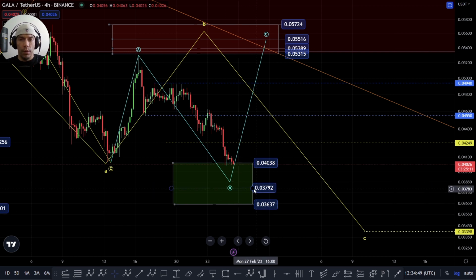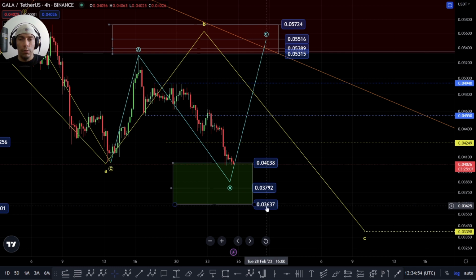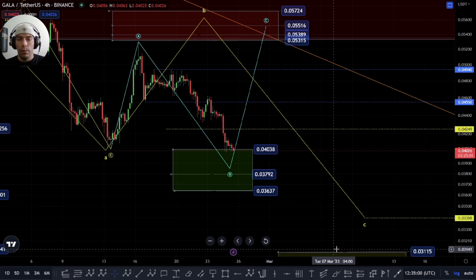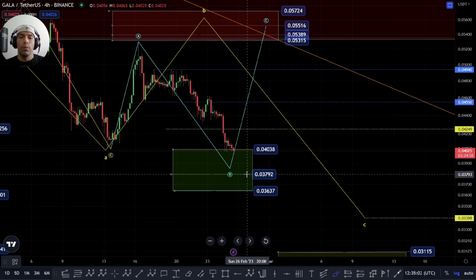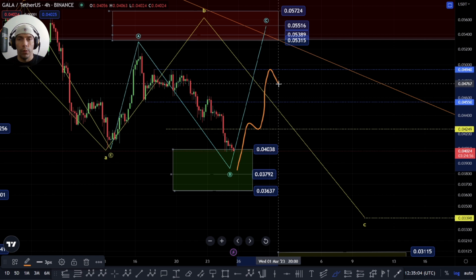And I would be looking to see around this 3792 to this 3637. If we do find support in this zone, we could actually look for the potential to push up in a five-wave move for a C wave.